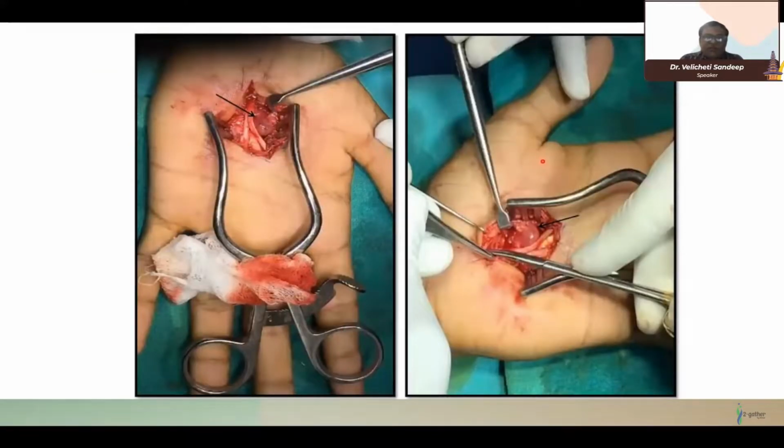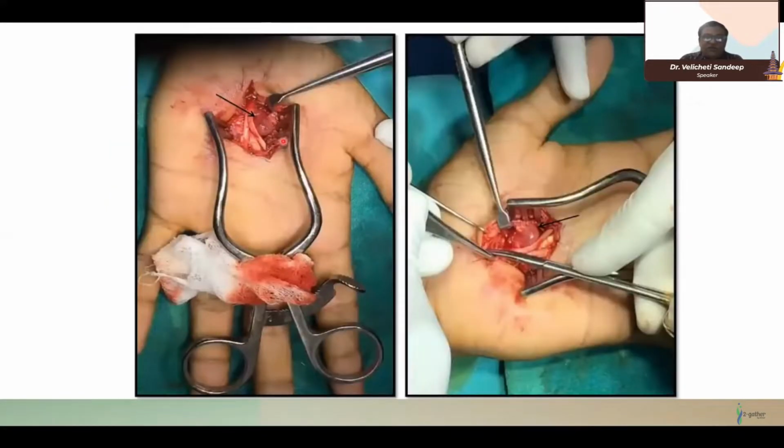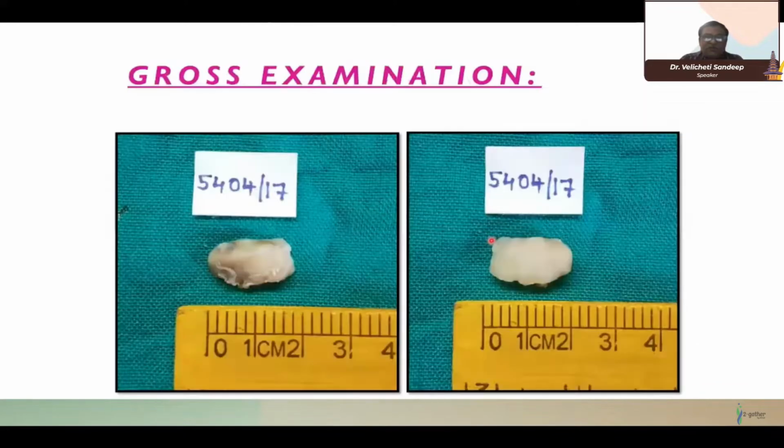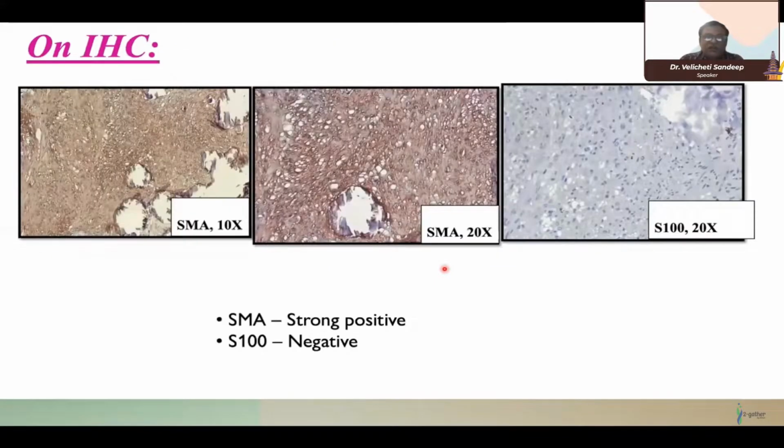Surgery has been performed. The tumor is easily resected. This is gross examination. This is from the tendons. It is easily separable from the flexor tendons. This is the anterior and posterior aspect of the tumor. And microscopy in 4x, 10x, and 20x has been done, and it is showing various features which are suggestive of soft tissue lesion.